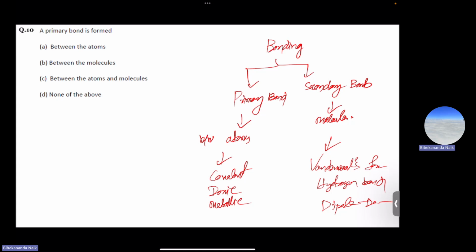So, according to the question, a primary bond is formed between the atoms, between the molecules, between the atoms and molecules, and option D, none of the above. The correct option will be between the atoms because primary bonds are formed between the atoms. However, secondary bonds are formed between the molecules, because whether it is a covalent bond, ionic bond, or metallic bond, these types of bonds are formed between two atoms. So the correct option will be option A, that is, the primary bond is formed between the atoms. I hope this is clear to you.